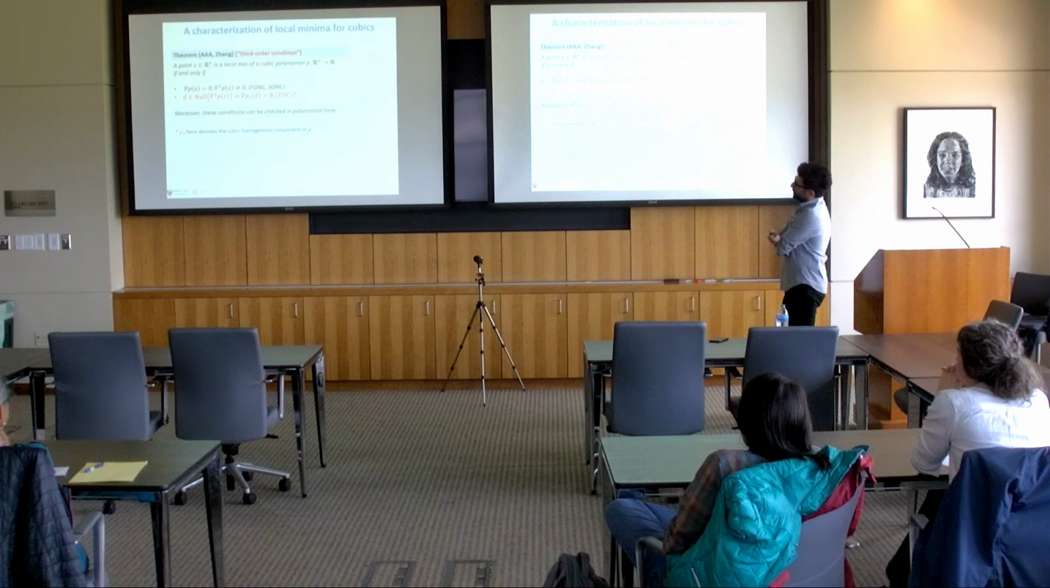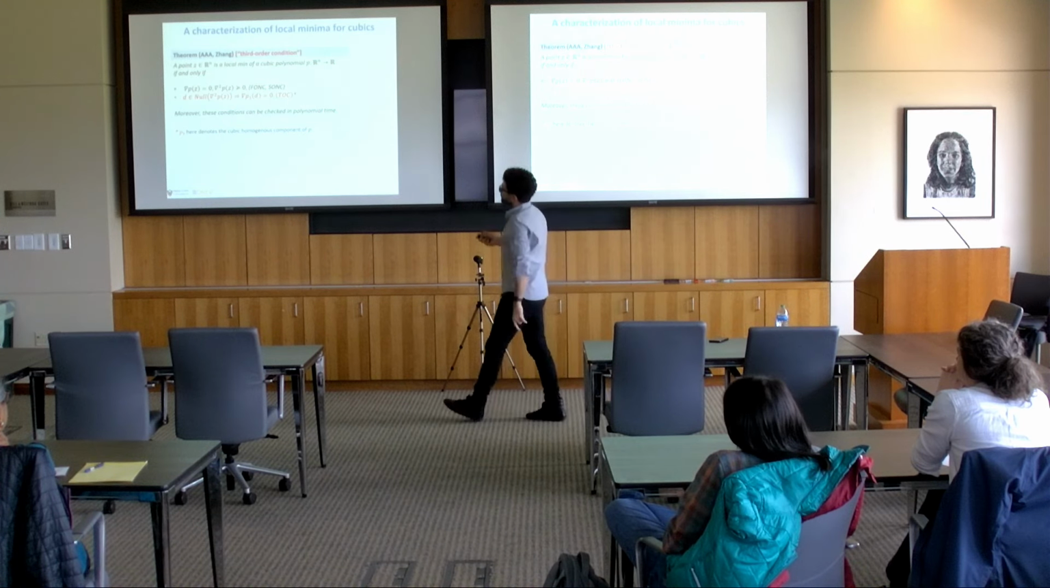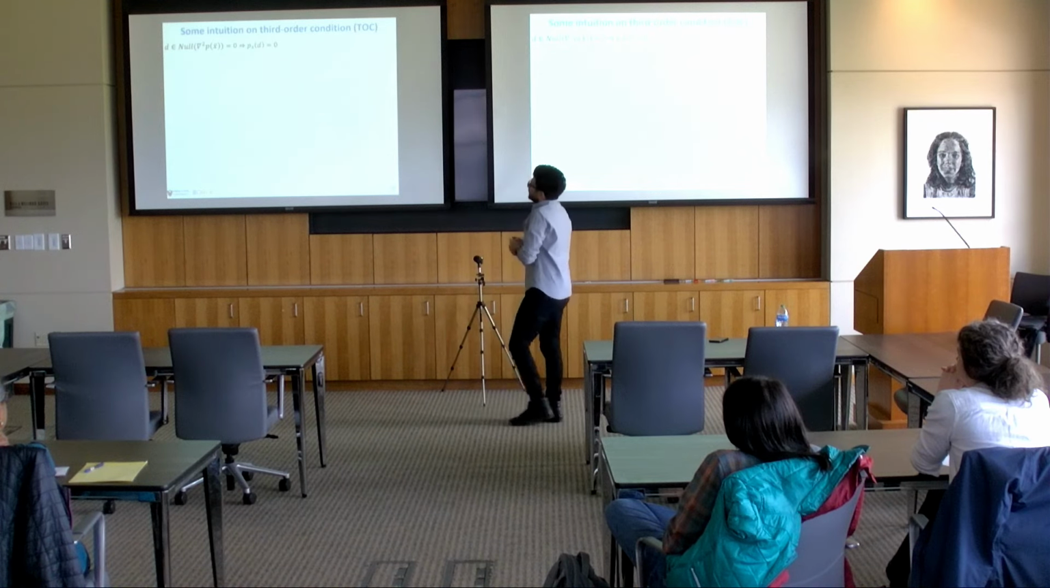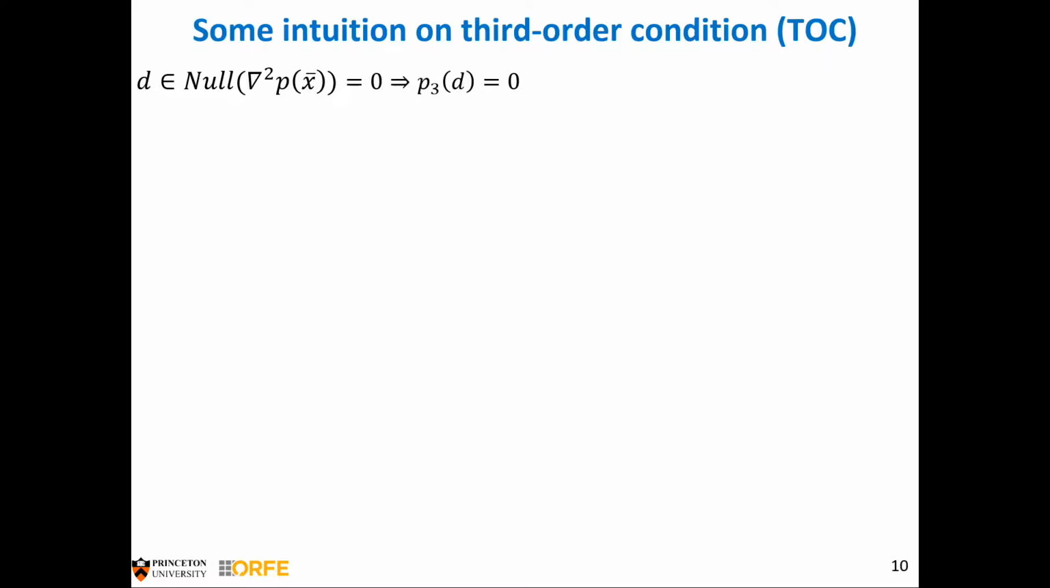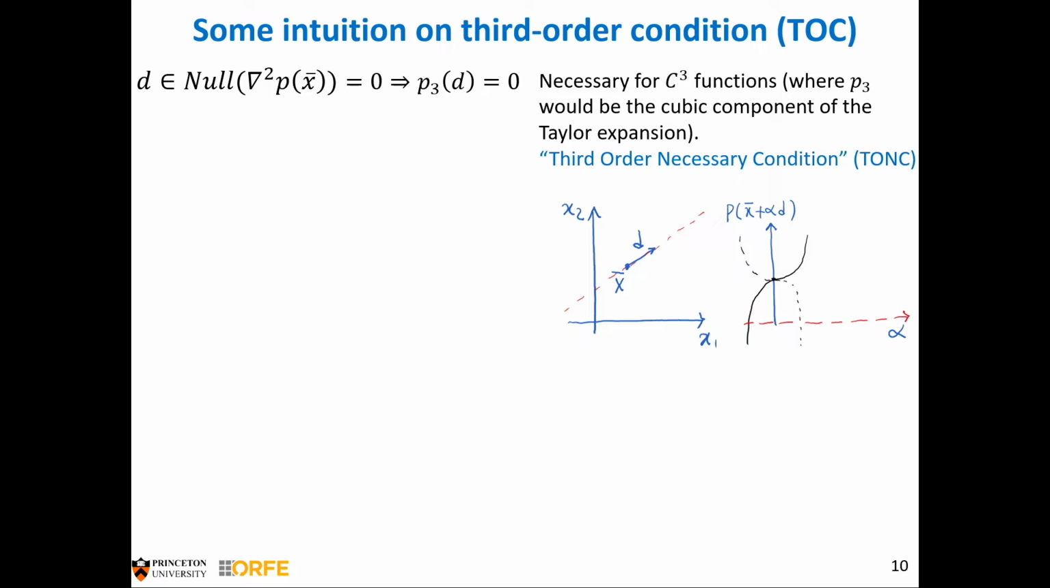I'm not going to prove this, but I have some intuition as to where this third condition is coming from. So I claim that it's easier to see that the following is a necessary condition, where I have the same implication except I drop the gradient. So I'm saying if d is in the null space of the Hessian, then the top homogeneous component of the polynomial should vanish. So this is necessary because let's say I have a point x bar.